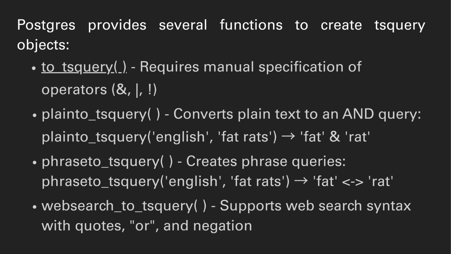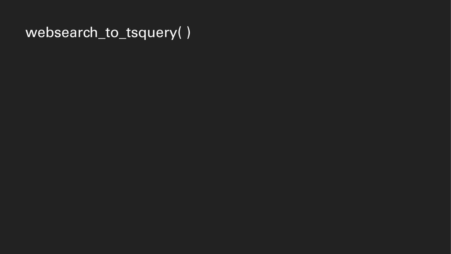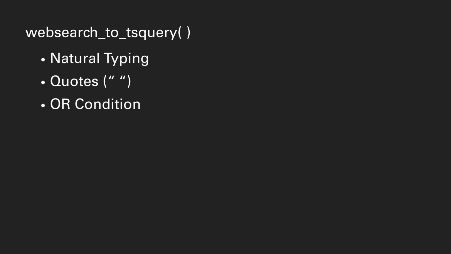Now, the problem with the first few methods is they are not very user friendly. Users don't type search queries like operators, they just type normal text. That's why in this tutorial we are going to use websearch_to_tsquery, because it supports things like natural typing, quotes for exact match, or conditions and even negation. Basically it behaves much closer to how real users search on the web. So in the next part, let's explore its advantages one by one.